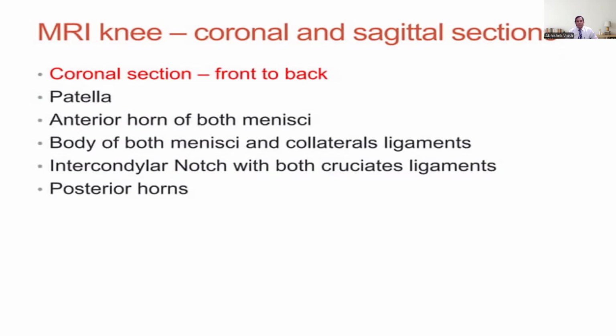So again, if you look at the coronal section from front to back, what will you see? You will see the patella. You will see the anterior horns of both the menisci. You will see the body of both menisci and collateral ligaments, the intercondylar notch with both the cruciate ligaments, and you will also see the posterior horn of the meniscus.